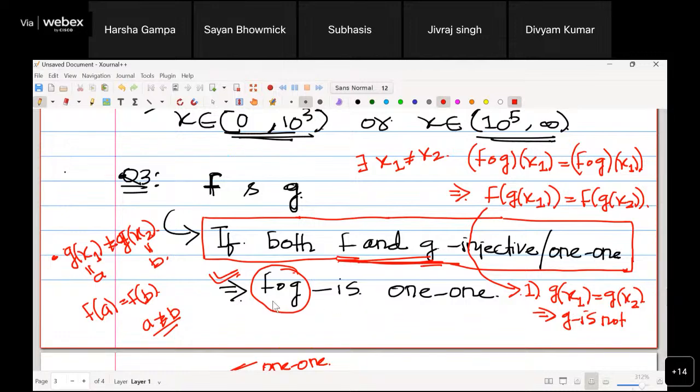So if we assume f and g is not 1-1, then basically we can get this thing, and from here we are getting two possible cases, and in both the possible cases we are getting a contradiction. In one case we are getting g is not injective, and in the other case we are getting f is not injective. So in both the cases we are getting a contradiction, right? So that means f compose g has to be a 1-1 function. Is it clear? Yes, sir.